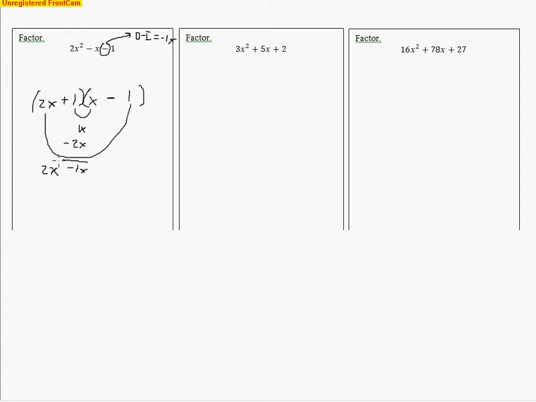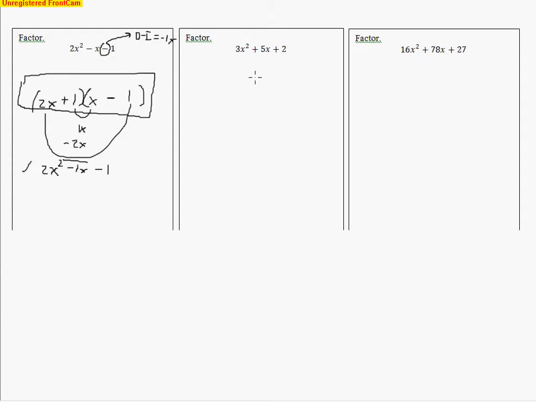See, I have the 2x squared for the first terms. Middle terms, again, the middle term is made by the outside terms and inside terms. We just saw that. And the last term there makes negative 1. So I know it checks out. So this is the right solution.